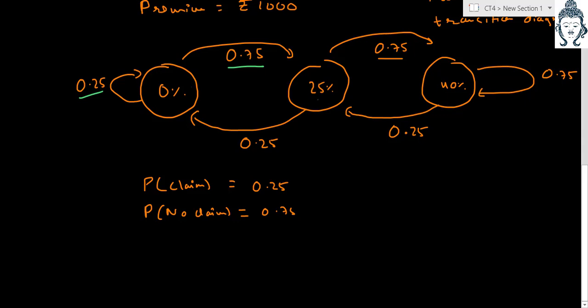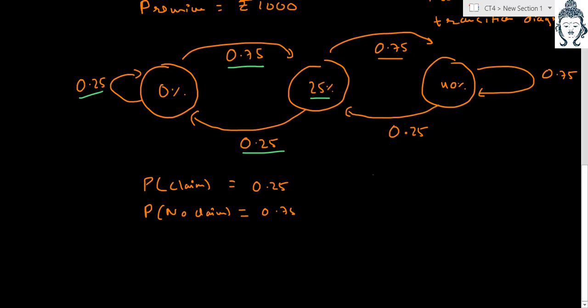Similarly, if you are at 25% level of discount, 0.75 is the probability that you will be at 40% next year, and 0.25 is the probability that you will be at 0% next year. Okay, so that is how a transition diagram is read.